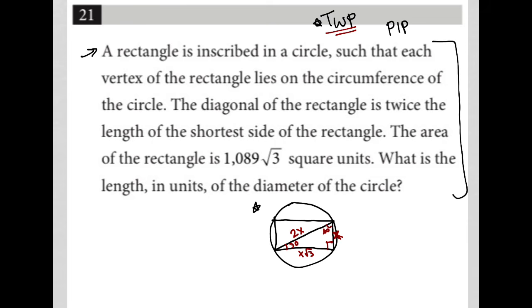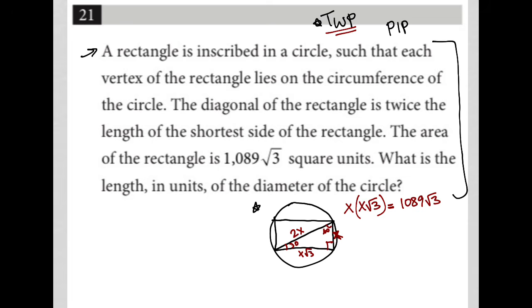So next sentence, the area of the rectangle is 1,089 square root 3. Well, how do you find the area of a rectangle? That's just length times width. So our length here is x root 3. Our width is x. I'm just multiplying that. I'll put the x in front. And the question is saying that the product of those two things is equal to 1,089 square root 3. The question goes on to say, what is the length in units of the diameter of the circle?